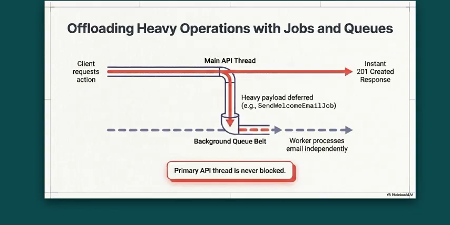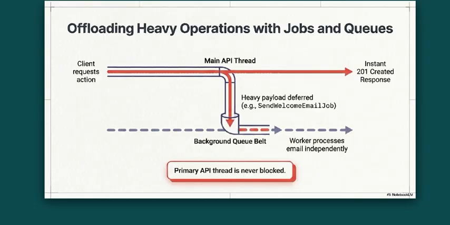It saves the user to the database in a few milliseconds. Okay. But instead of halting to generate the PDF and send the email, it packages those instructions into isolated objects called jobs. It creates a generate welcome PDF job and a send welcome email job. It basically writes the instructions on a clipboard and drops the clipboard into a basket. Perfect analogy. It drops the jobs onto the background queue belt, which is often powered by an ultra-fast memory store like Redis. The absolute millisecond it drops those jobs onto the belt, the main API thread considers its work done.